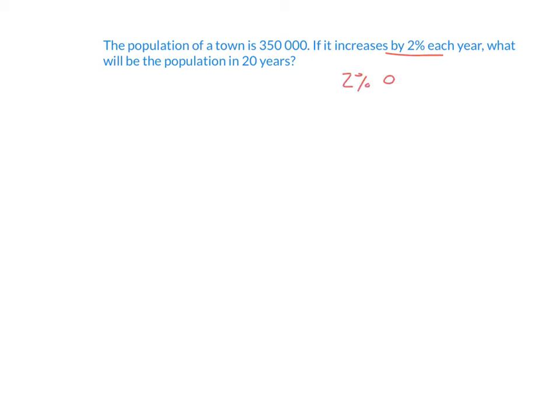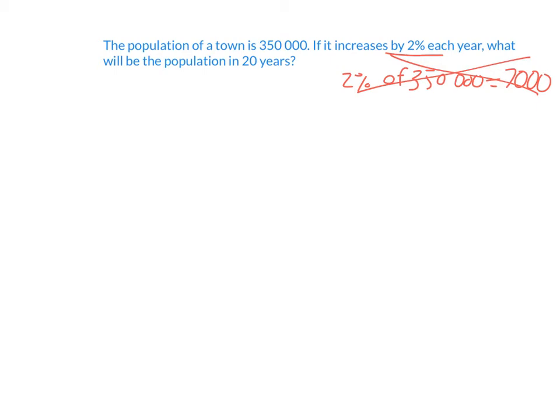So when we say increases by 2% each year, we don't mean that it increases by the same amount. So 2% of 350,000, what's that? That'd be 7,000. So we're not saying that it increases by that number each year. It increases by 2% of the population from the previous year.